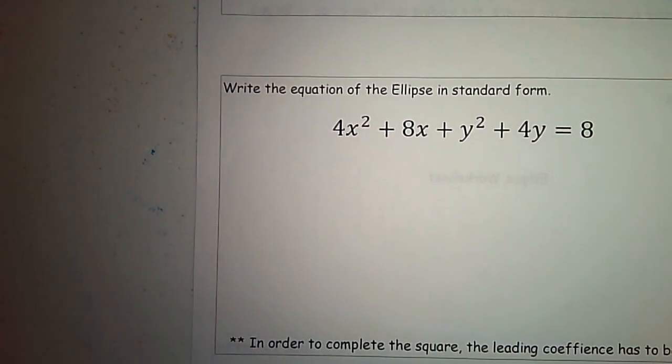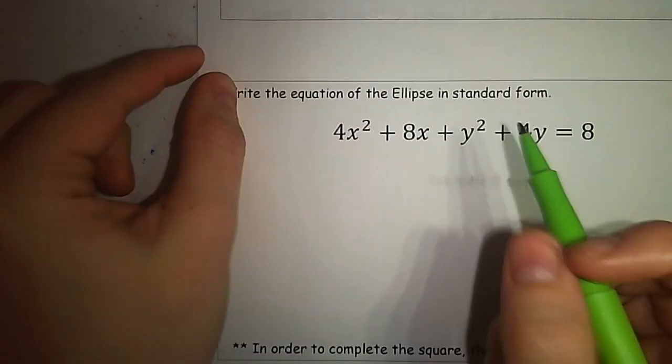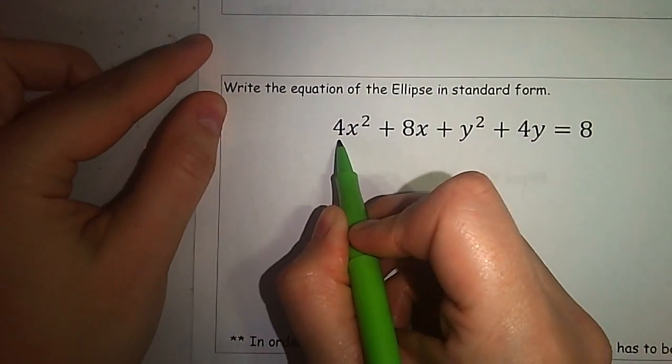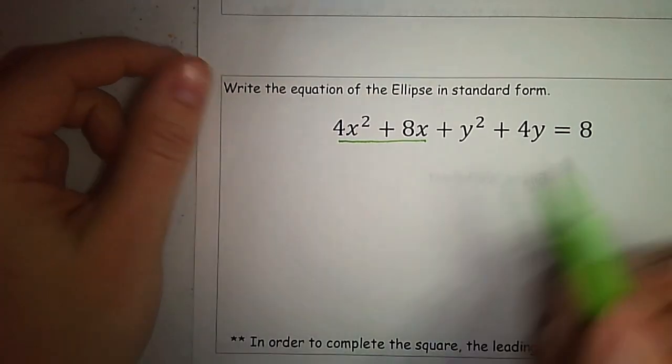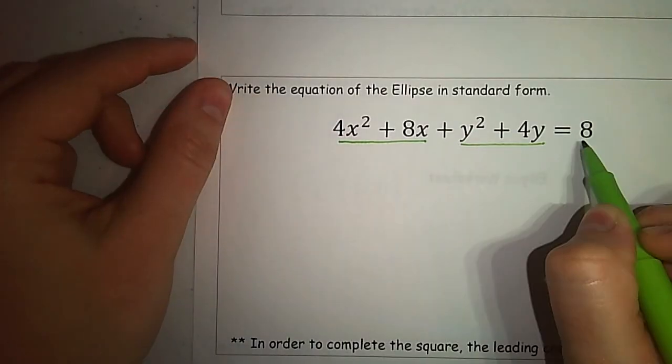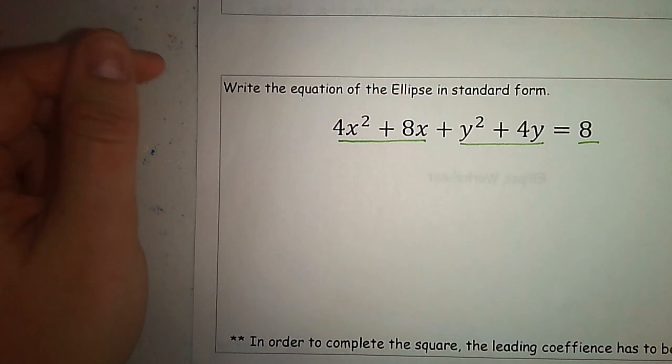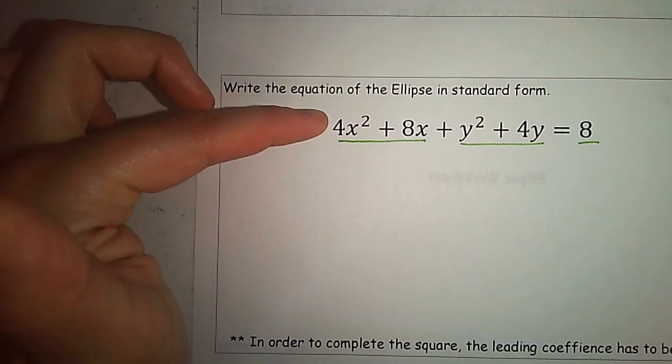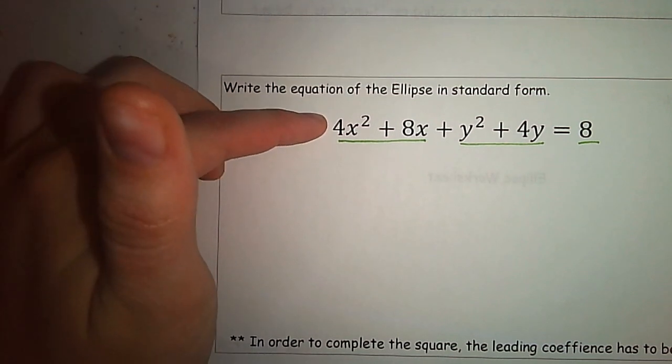So, a couple of things to point out. Again, make sure you get your x's together. Make sure your y's are together. Make sure your constant is on the other side. Just like with completing the square with circles, you always want to have that leading coefficient be 1.